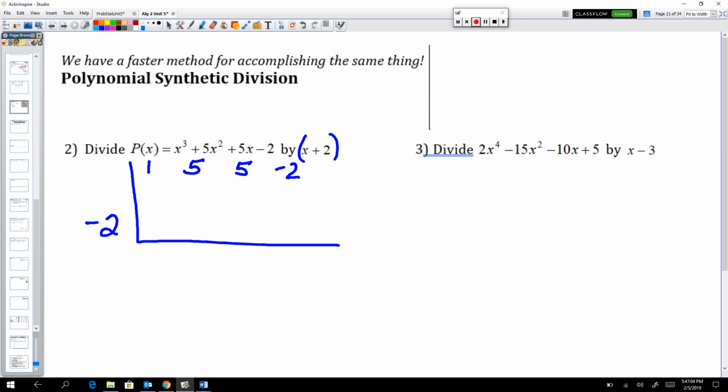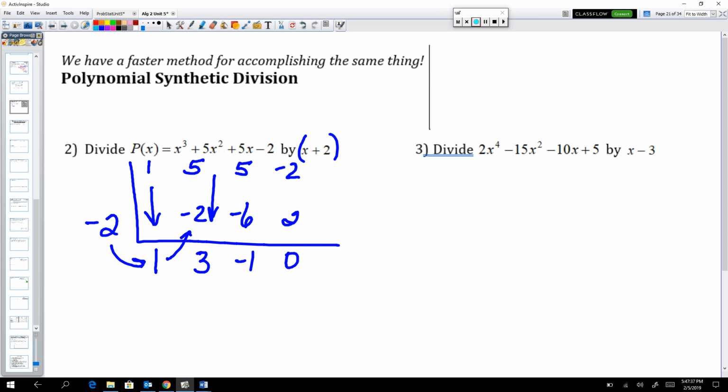Remember, we don't have any missing exponents. We have a cubic, a quadratic, a linear, and a constant. So nobody's missing in the list, and everybody was already in order for us. So that's why we were able to just straight grab those. Now, let's go ahead and use our steps. Take the 1, bring it down just as is, and then we're going to multiply up and add down. Multiply up and add down. Multiply up and add down.